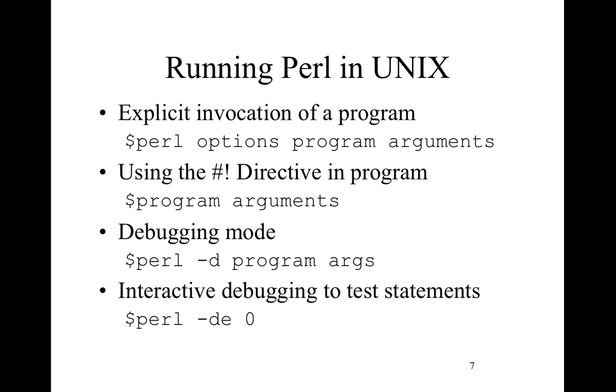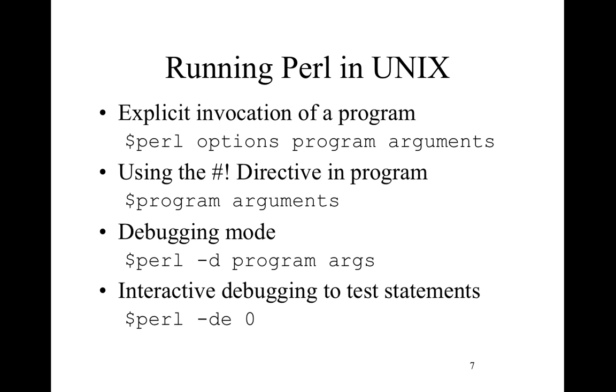In running it, we explicitly invoke the program. We can say perl space options program arguments, or we can use the pound sign and the exclamation point, the directive in the program, as we saw in the previous example. And then we have the program with the arguments. For debugging mode, we can set the -d on it. So we type in perl space -d, then the program, then the arguments.